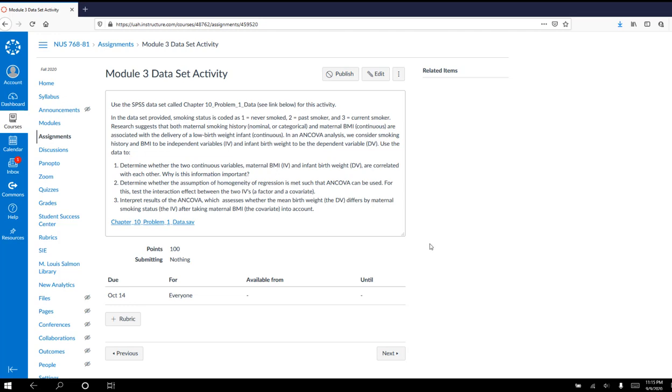The next question is whether or not the assumption of homogeneity of regression is met. There are several assumptions that should be met, and I will refer you to your book on that. The question also asks for the interaction effect between the two independent variables, specifically a factor and a covariate. Based on the description above, we will designate smoking history, a categorical variable, and BMI, a continuous variable, as independent variables. Infant birth weight is the dependent variable. The third question is to interpret the results of the ANCOVA. We can run analyses for 2 and 3 together by simply running the ANCOVA.